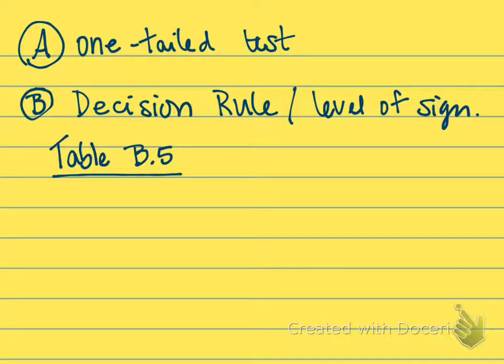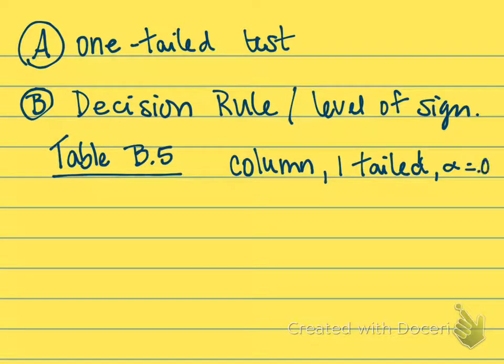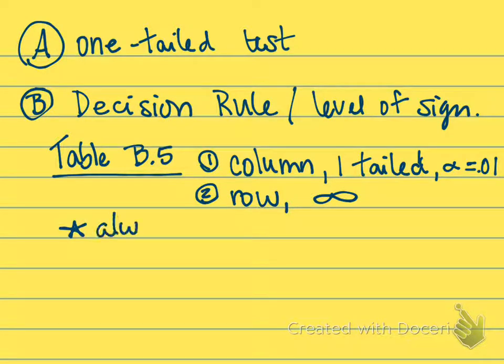And so on table B5, first for our column, we're going to go with the 1-tailed. That's what our test is. So look for the 1-tailed with an alpha of 0.01. Okay, and so find that column. That's kind of step 1 here. And then for the row, you're going to go down to the very last row where it says infinity. And this is always what we use when calculating the level of significance.